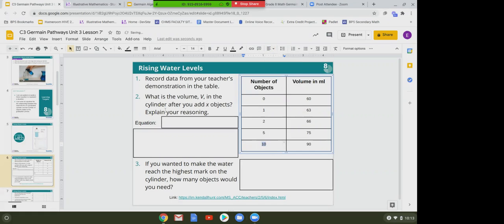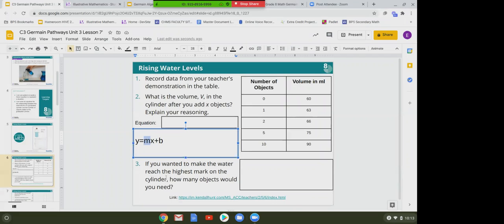Question number 2 says, what is the volume V in the cylinder after you add X objects? Explain your reasoning. So I'm going to type out something that's going to help us. For this, we need to write an equation that would go with this scenario, right? And remember, we always write equations in the form of y is equal to mx plus b, where m is our constant rate of change.